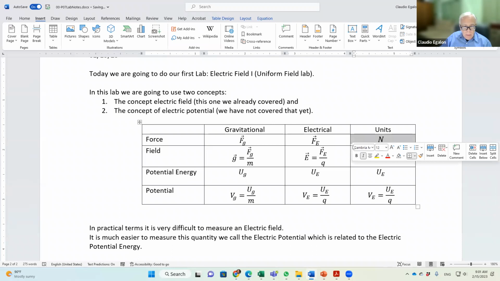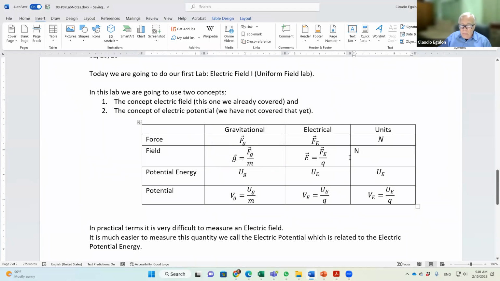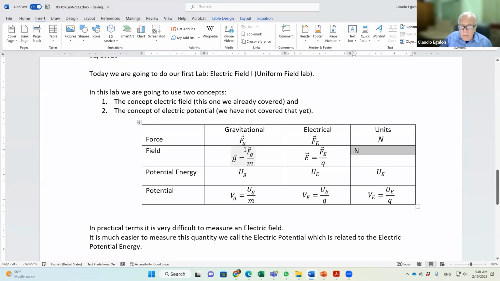Here you go. Someone else is coming. Let me hear. Okay. Shift cell to the left. Cancel. Good. In the case of the electric field, oh gosh. Okay. No, I don't want to do that. I got it. Yeah, now I got it.